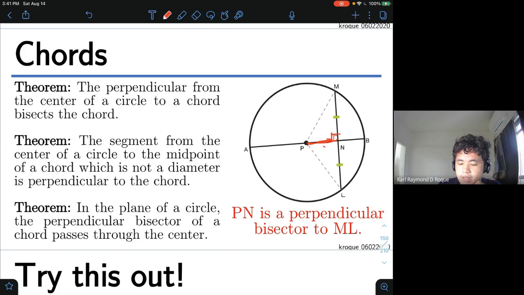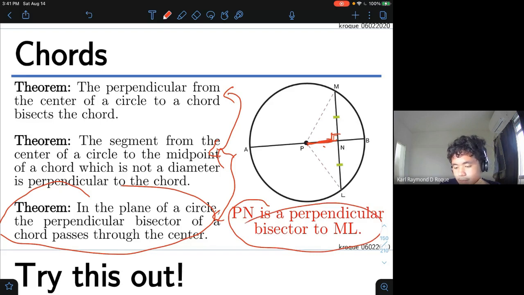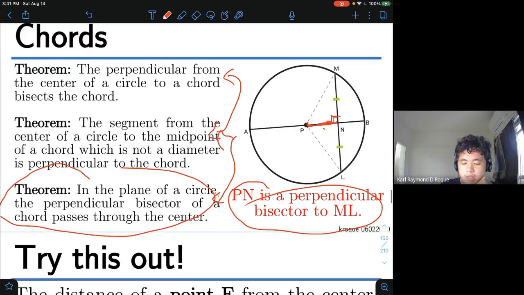So, sinasabi lang, yung perpendicular bisector, it passes through the center. Ayan. Lahat ito magkakapareho lang ng ibig sabihin. They imply each other. Okay? Yun lang naman. So, PN is a perpendicular bisector to ML, and we know that the perpendicular bisector passes through the center of the circle. For sure yan. Perpendicular bisector of any chord passes through the center.